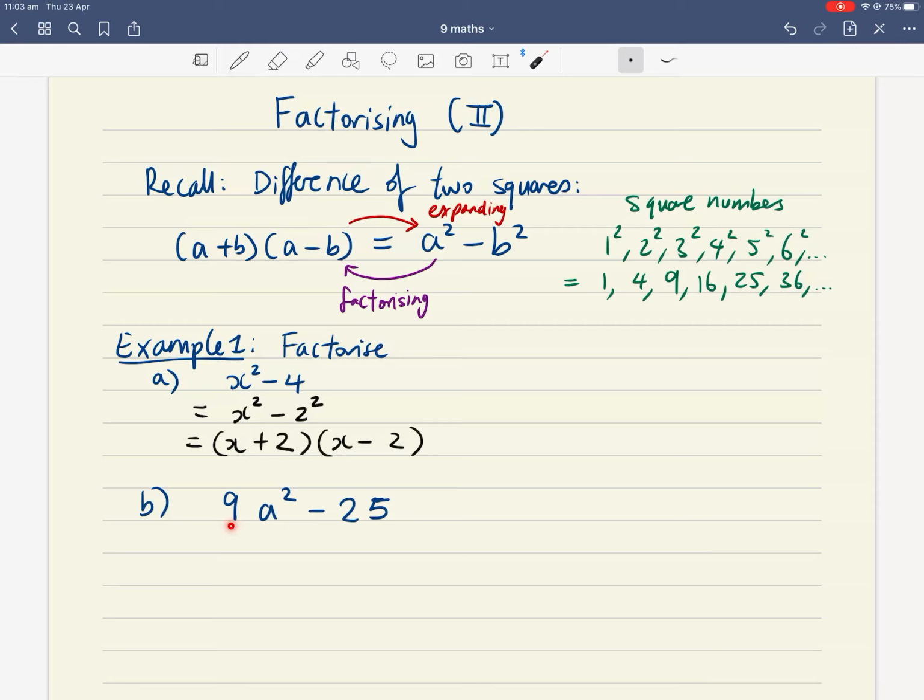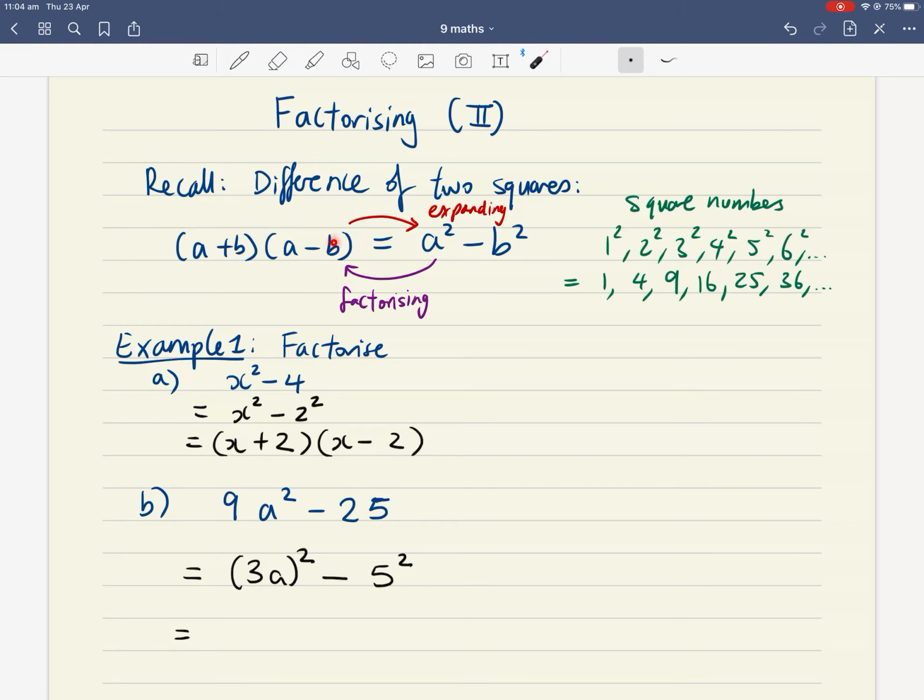What about 9? Well, 9 is a square number. 9 is 3 squared, and 25 is 5 squared. So I can rewrite this. 9 is 3 squared, and because I've also got an a squared, it's in fact 3a all squared. So you make sure you put brackets around all 3a, because you want 3 squared and you want a squared to give you 9a squared. And then you're taking away 25, which can be written as 5 squared. So really, your first term is 3a, and your second term is 5.